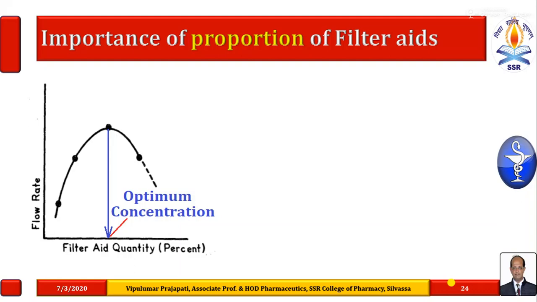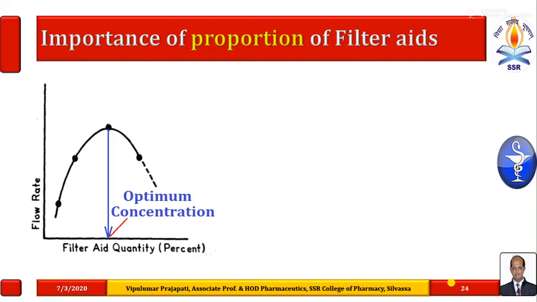In the second slurry 0.2%, in the third slurry 0.4%, in the fourth slurry 0.6%, and the rate of filtration is identified at fixed intervals of time for all. After getting the observations as readings, we plot the graph of flow rate versus filter aid quantity. When we plot the graph, we will get this type of observation.